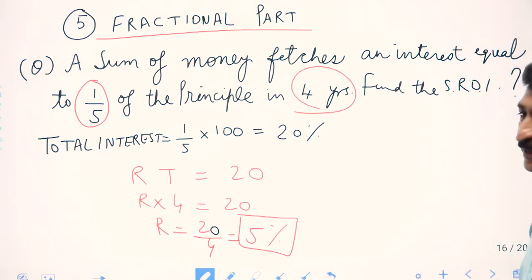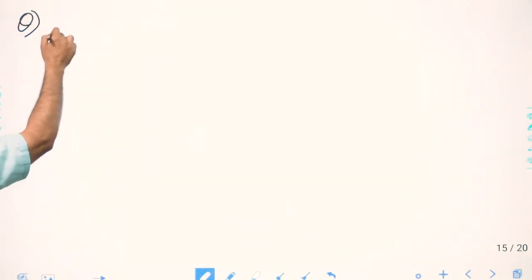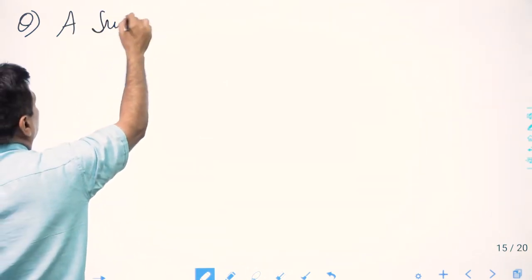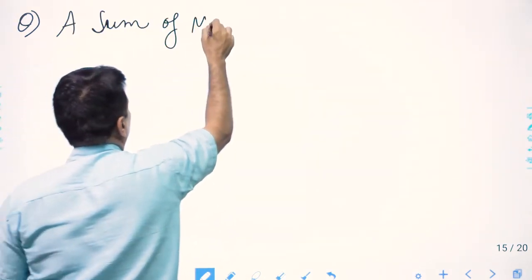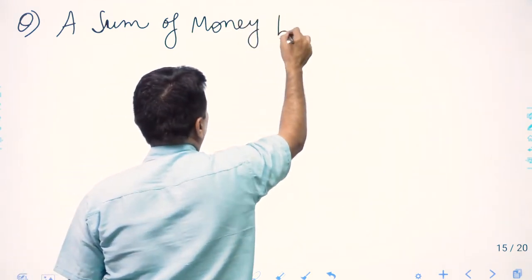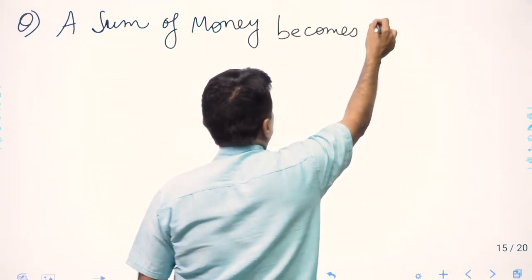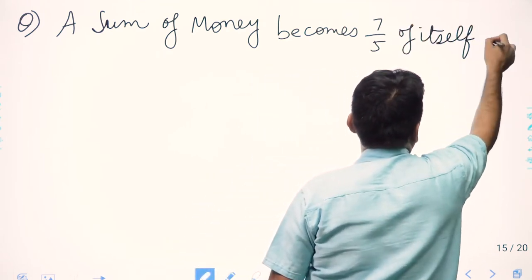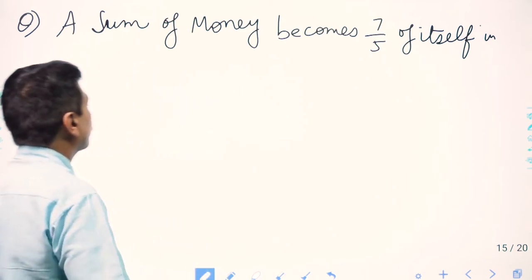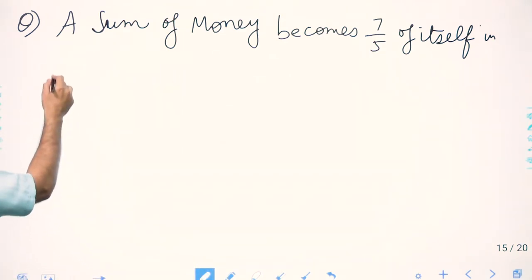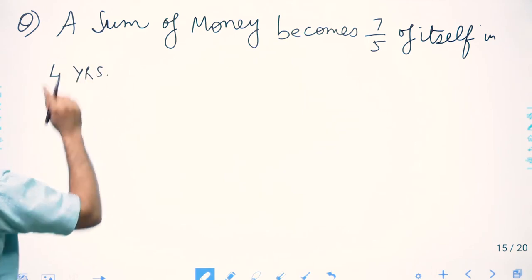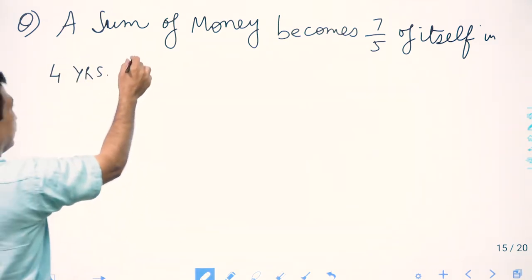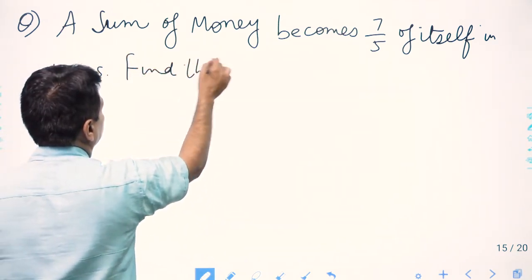Let us do another question in this type. Let us do one more question. Suppose I say a sum of money becomes 7 by 5 of itself in 4 years. Find the simple rate of interest.